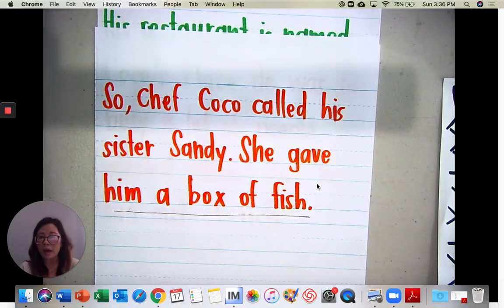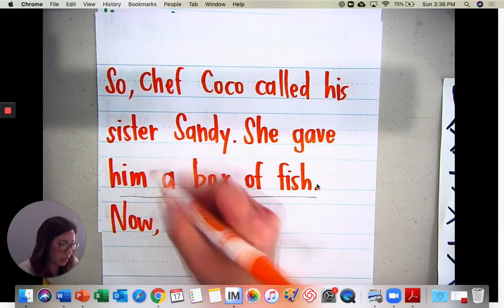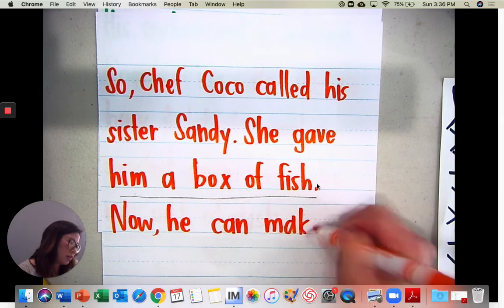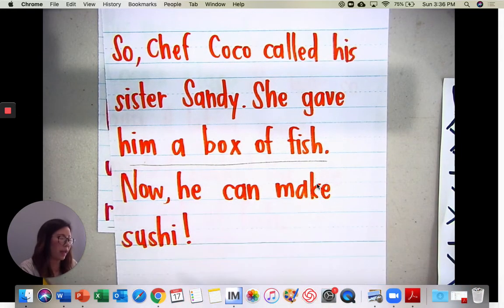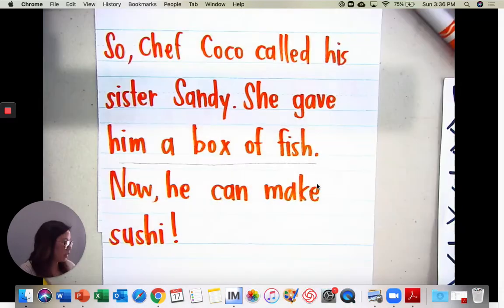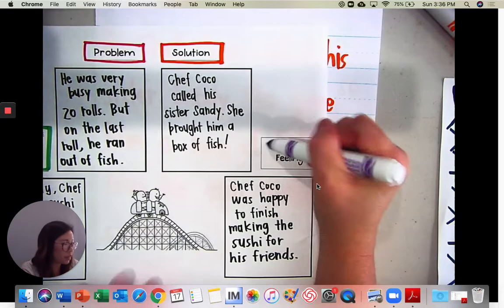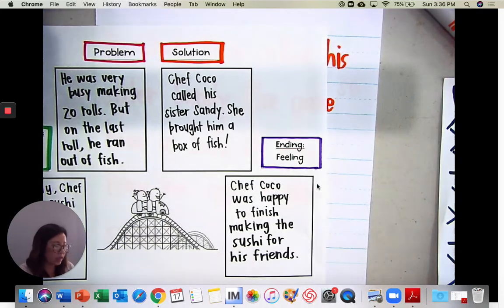And I'm going to add one more thing because now Chef Coco's problem is solved when he has fish now, right? Now he can make sushi. Okay, so now scholars, I'm going to go back to my story roller coaster, and I see that I need to end with a feeling. So in here, I said that he was happy to be making sushi for his friends.